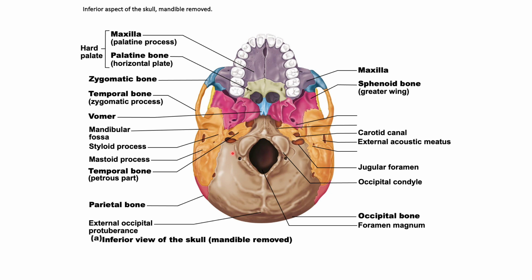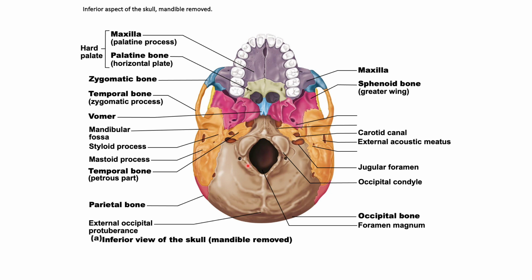We can see the occipital bone here. We can see the temporal bone. The temporal bone is all this yellow portion. The occipital bone is all this brown portion here. And another thing I wanted to talk about is this opening here called the foramen magnum. This is where the spinal cord is going to enter into the cranium.